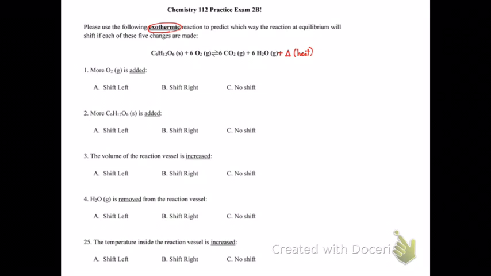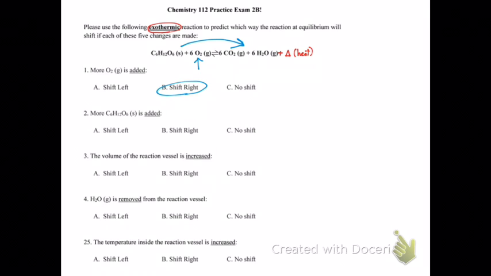First, it says more O2 is added. So if we're adding in O2, which is a gaseous reactant, if we increase the amount of reactants, that means that if this is at equilibrium, suddenly we have too many reactants and we need to shift to the right to make more products. So adding in a gaseous or aqueous reactant will shift the reaction to the right. If we added in a product, it would shift it to the left. So this is going to create a shift to the right.